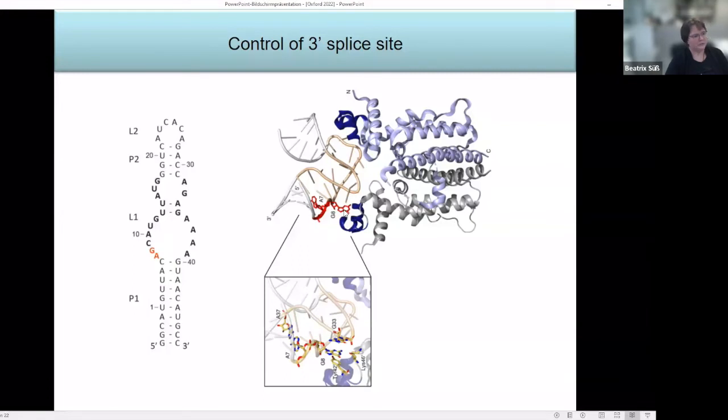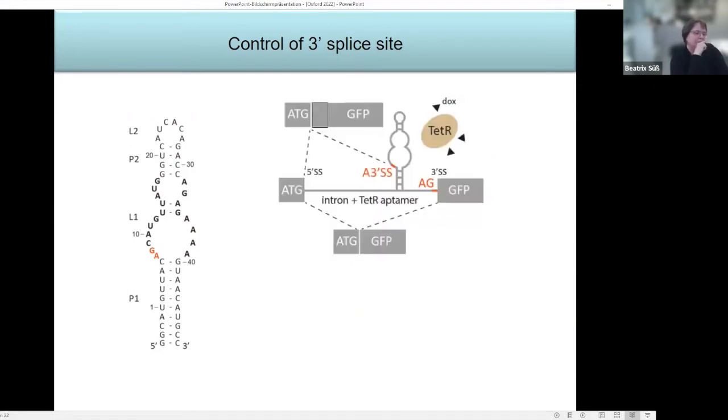If you see here, then you have direct contacts of the helix-turn-helix motif here in dark blue to these nucleotides, and at least we thought that if the protein binds, then these two positions, A7 and G8, are masked by the protein. And the idea was the following.